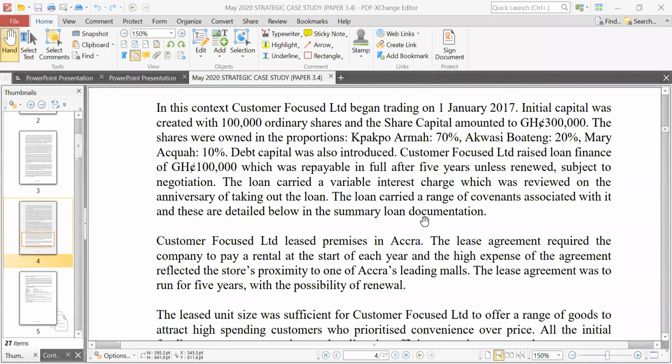And also the covenants, the debt covenants. The debt covenants basically will place restrictions on Customer Focus Limited. So there are things like they'll require them to have a minimum cash balance.